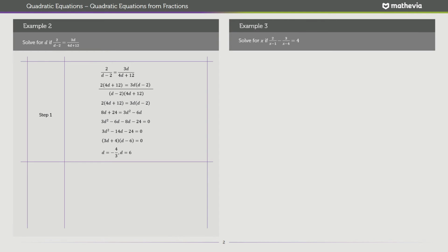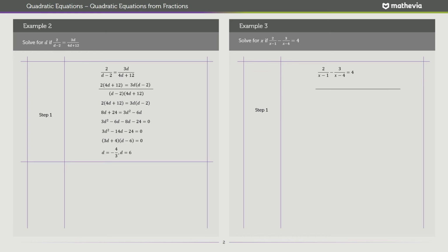Okay, so example 3, and we have: solve for x if 2 over x minus 1 minus 3 over x minus 4 equals 4. Same process, same principle. We'll find our LCM.